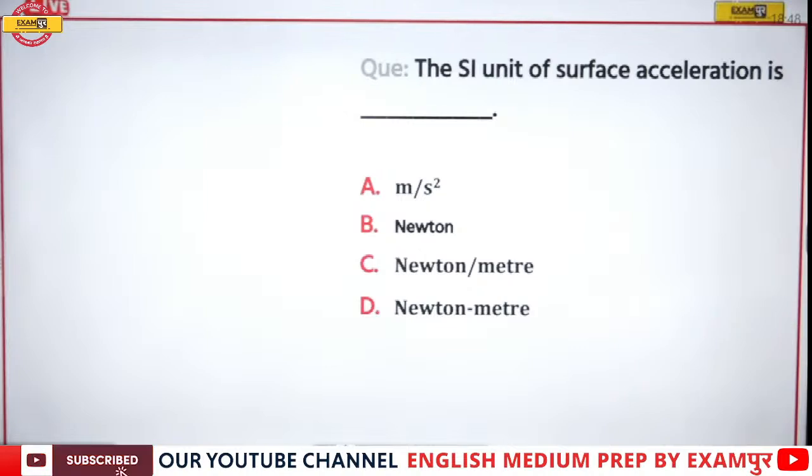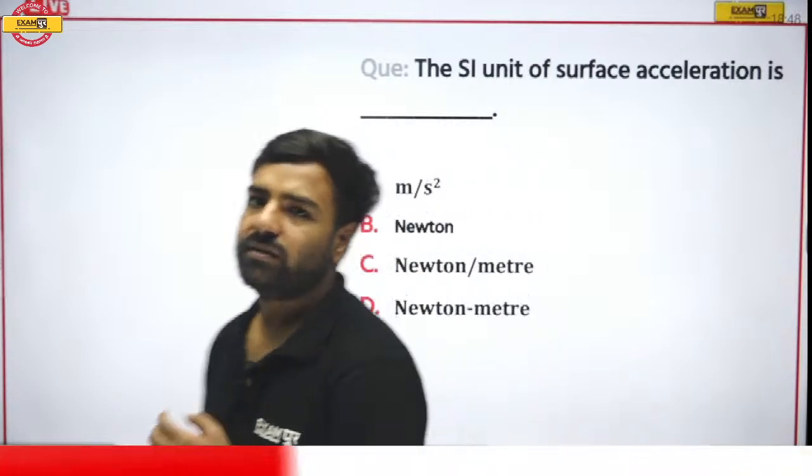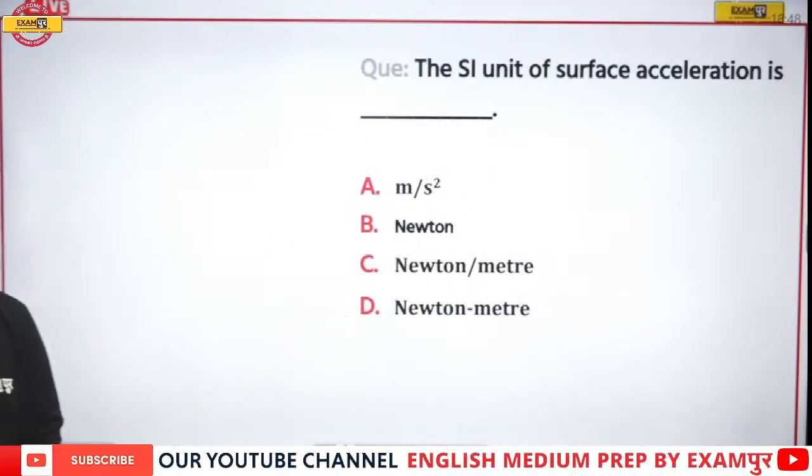Next, the SI unit of surface acceleration is what? What is the SI unit of surface acceleration? Let's see who gives this answer. Surface acceleration.